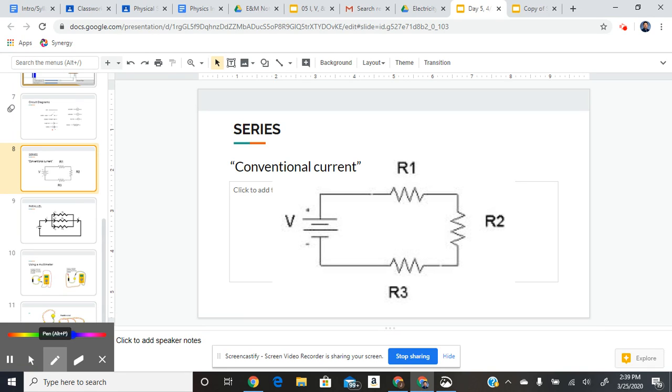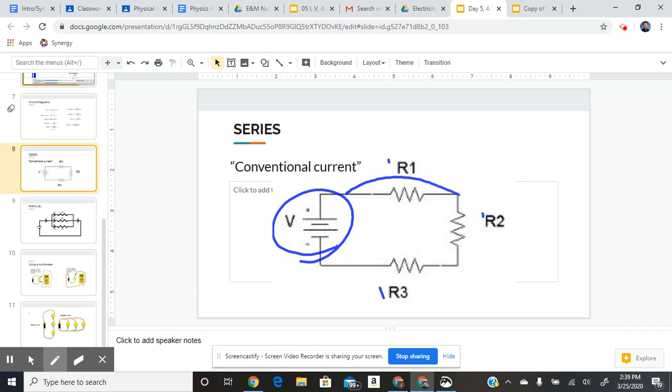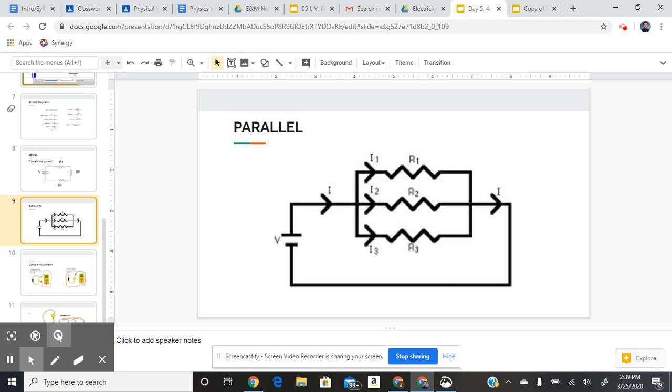So we have a battery over here, and then we have resistors 1, 2, and 3. The current is just flowing in one direction, and it just keeps going over and over again. It's got one path to flow. The other type is parallel circuits, and this is where we have multiple paths for electricity to flow.